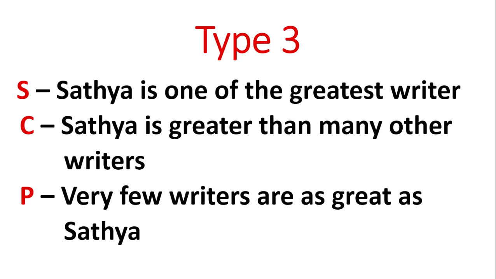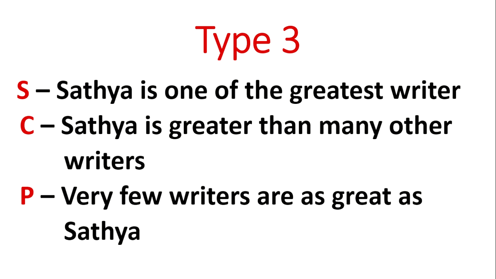Very few, as; comparative is adjective plus er than many other; and superlative is one of the adjective plus est. That is the rule. So look at the positive degree now. Look at the third sentence: Very few writers are as great as Satya. We have applied the rule, very few and as adjective as.